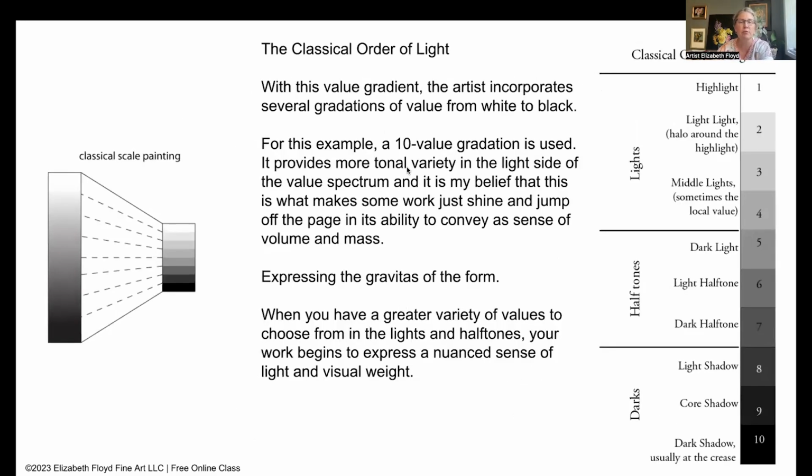Whereas a classical order of light, especially if you want to paint realistically, is a great way to really think about your objects, because it's easier for you to express a gravitas of form. You have greater variety, so therefore you have more nuance in your expression and what you're painting. And I just think of a Vermeer painting, it just helps that subject matter jump off the painting and engage the viewer.